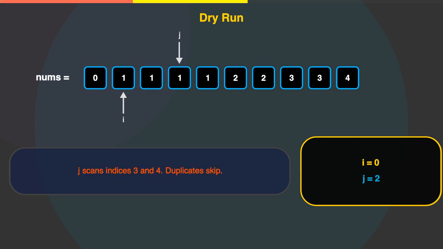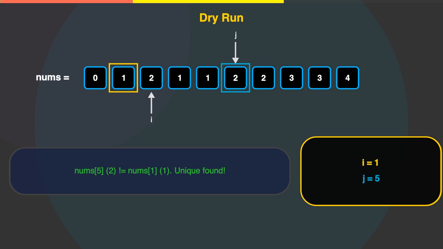Moving on, j scans indices 3 and 4. Both have the value 1. Since our last unique element at index i is also a 1, these are duplicates. We skip them and move j all the way to index 5. At index 5, we find a 2. Comparing this with our last unique element at index i, which is 1, they are different. We found another unique value. We increment i to index 2 and copy the value 2 into that spot. Our array front now looks like 0, 1, 2.